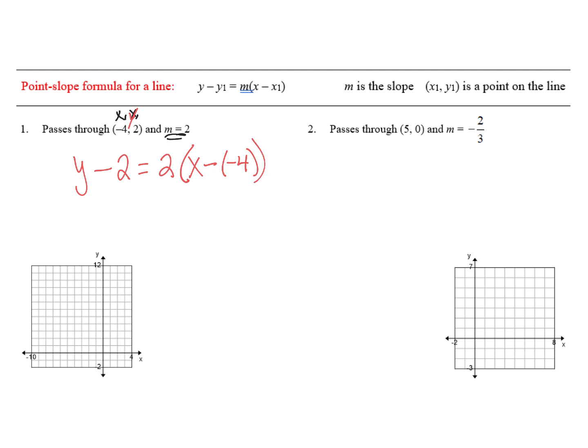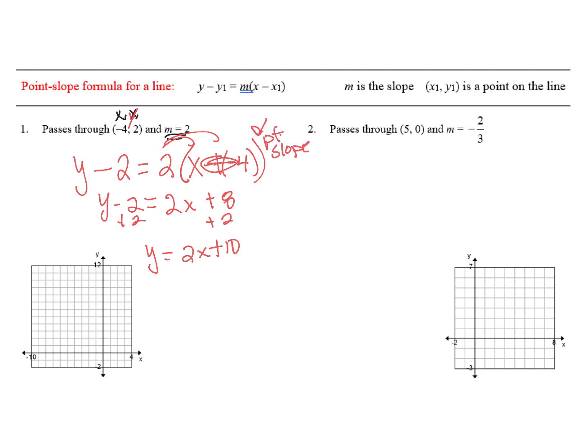which is negative 4. Okay, so that ends up giving me y minus 2 equals, when you distribute that, 2x, and then this minus a negative is a plus, and that would be plus 8. Add the 2, y equals 2x plus 10. Now, please understand that when we substitute here, that's the point slope form. Then when we did all of this simplifying, we ended up in slope intercept form.